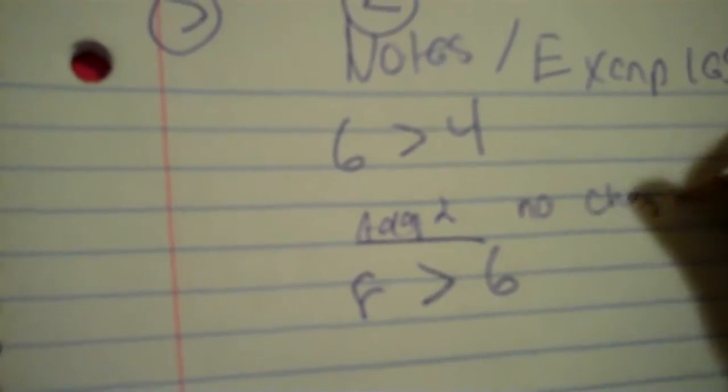Now, I want to add 2 to both sides. Did the symbol change? So I'm going to add 2. Well, that's 8, and that would be 6. Well, the sign wouldn't change. So when you add, it doesn't change. There's no change.